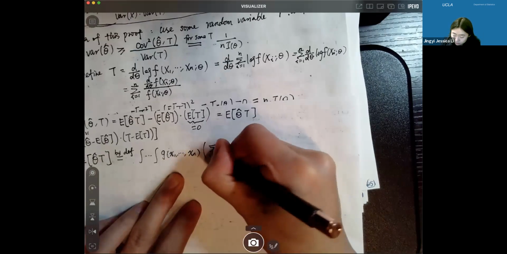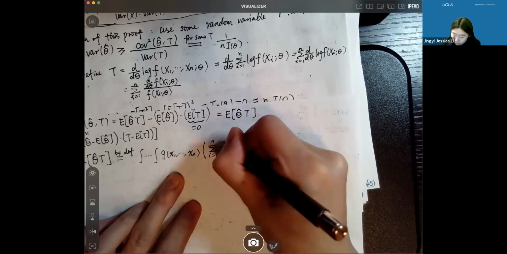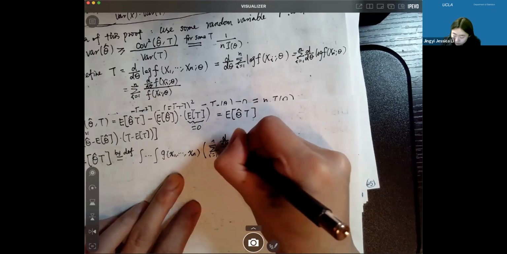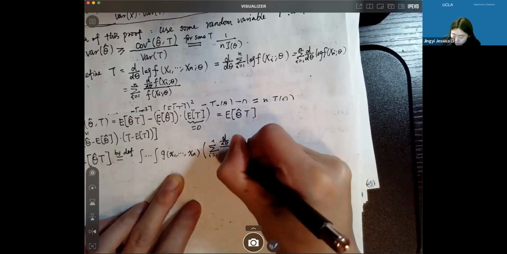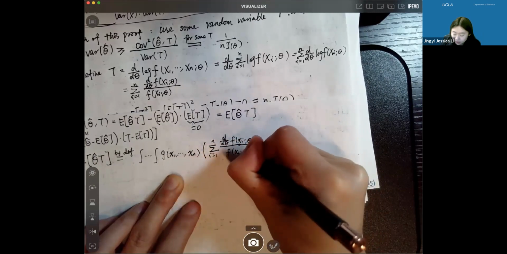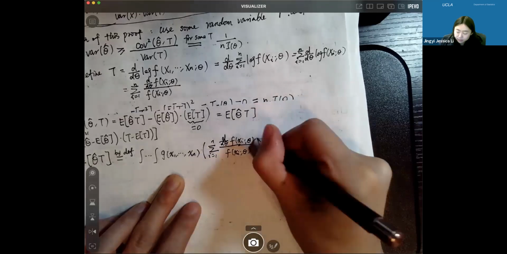Summation, d theta f(xi; theta), f(xi; theta). Okay, this is my t.